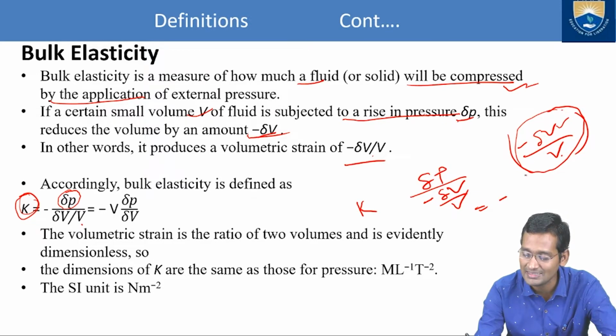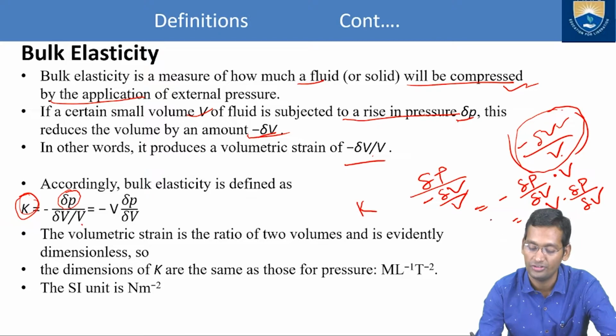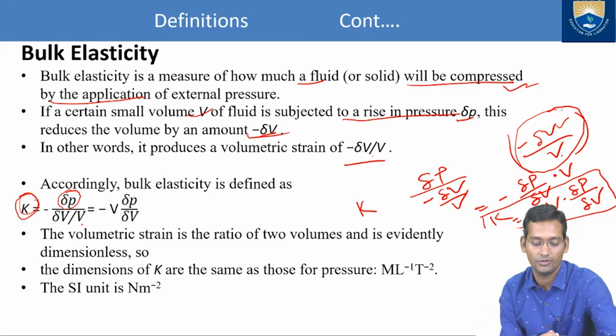Now what can we write from here? This becomes minus delta P by delta V into V. Or this V you can write here also. So minus V delta P by delta V. So this is the bulk elasticity formula.